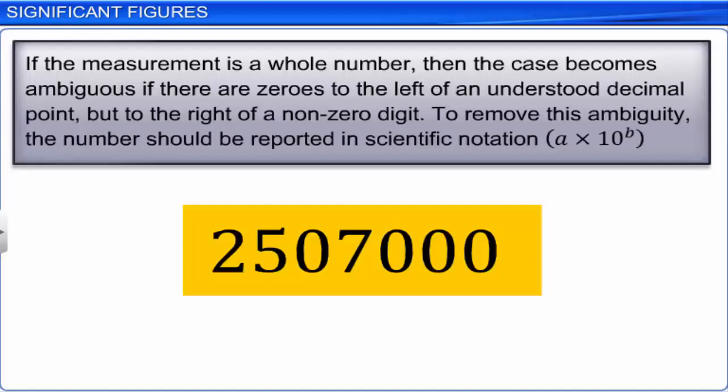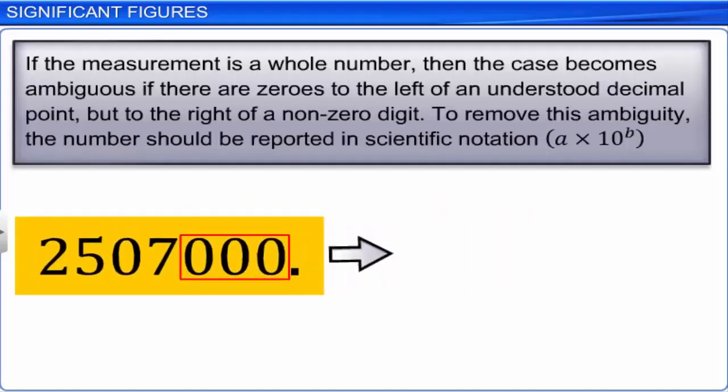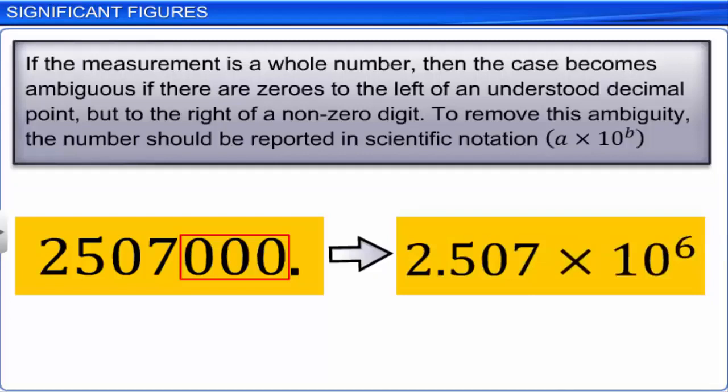According to rule number 1, there are 7 significant digits in this number. However, in this number, there is an understood decimal point, which is usually not written. The rightmost non-zero digit in the number is 7. There are 3 zeros between the 7 and the understood decimal point. We can report this in scientific notation as 2.507 into 10 raised to power 6. Now, the number of significant figures in this number is 4, since 2.507 is greater than 1.